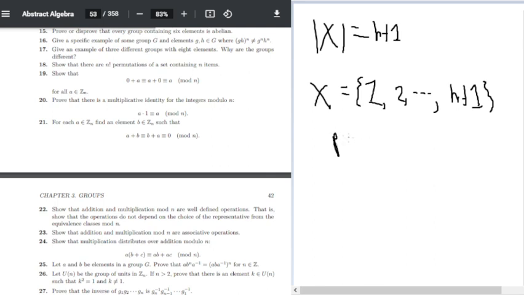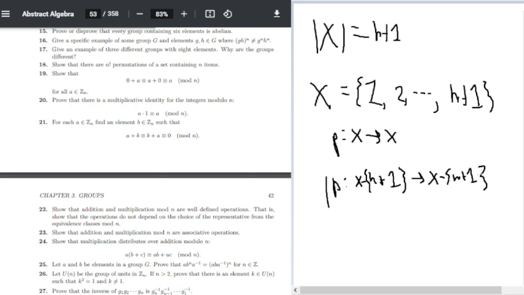Then a permutation P from X to X, the amount of permutations from X to X, first of all, will be the amount of permutations P from X minus n plus 1 as a set. Because the amount of permutations from X minus n plus 1 to X minus n plus 1 is just the amount of permutations that fix n plus 1 up to n, which from induction we know is n factorial. Equals n factorial. God, how do I write this out?